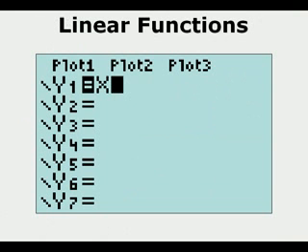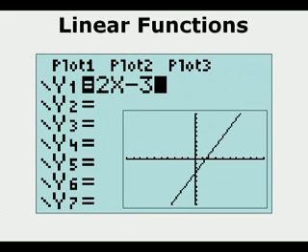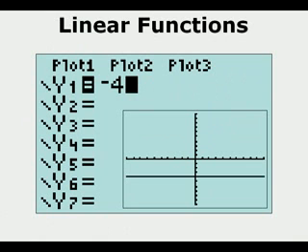And we go to our function editor and put in the linear parent function y equals x, and this is what it looks like as we change the parameters and make, in this case, y equals 2x minus 3. This is what it looks like. If we put in the function y equals negative 4, we have a horizontal line at y equals negative 4.